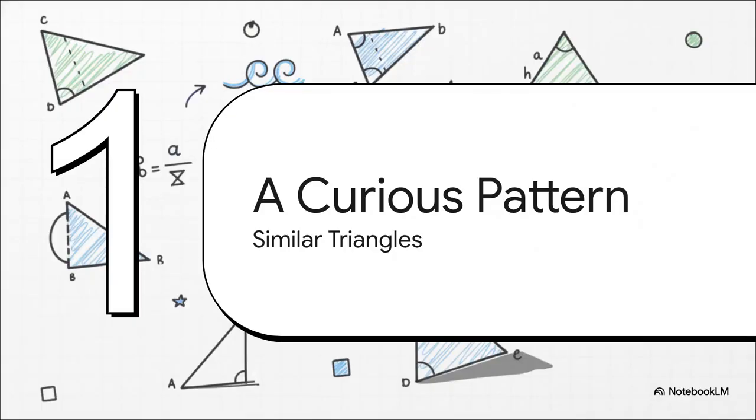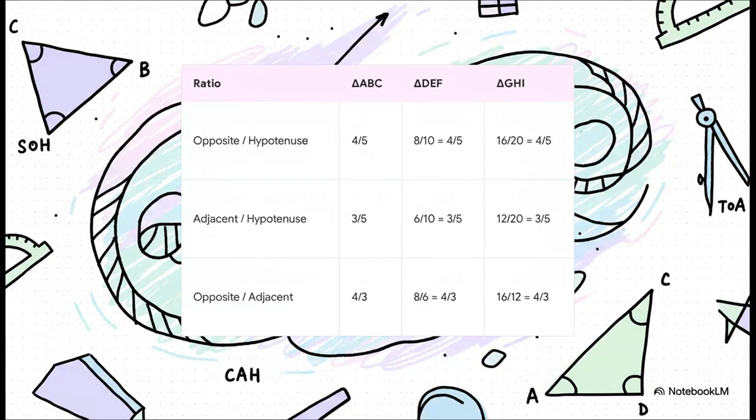So for our next part, let's see how this idea leads to something, well, kind of magical. We're going to see what happens when you compare triangles that are different sizes but have the exact same angles. Check this out. We've got three right triangles here, a small one, a medium one, and a big one. But they all share that same 53.1-degree angle.